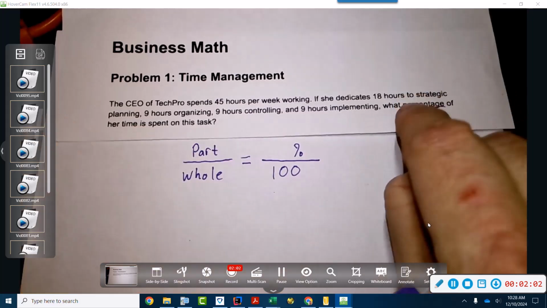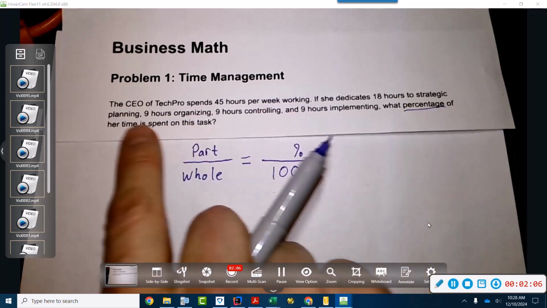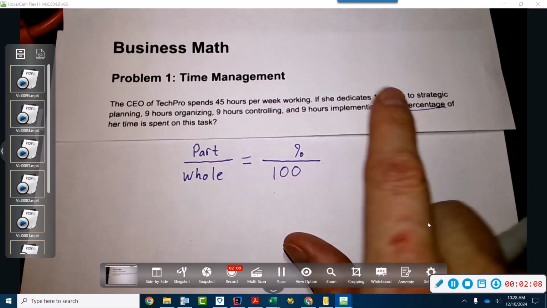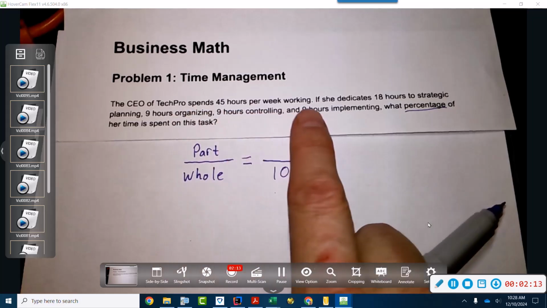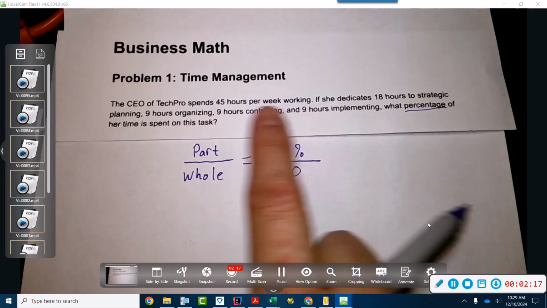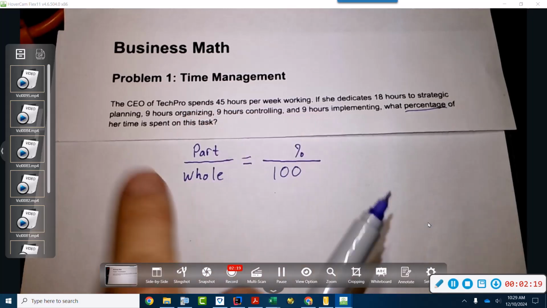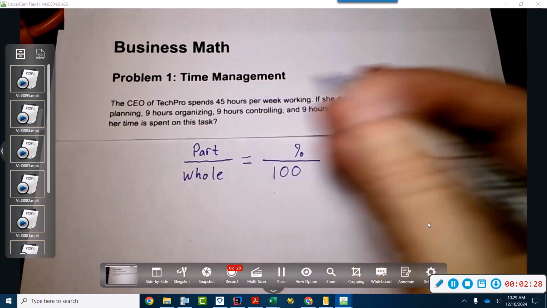Now notice though, they want the percentage of all of these tasks, okay? So you'll notice that we got some identical things. We've got 18 hours for strategic planning, but 9 hours organizing, 9 hours controlling, and 9 hours implementing, those are going to be the same percentages because they're the same amount of time. Okay, now let's look and see how we would set this up. Now the first one is going to be a little slower, but the next ones that we do are going to be faster. Okay, so let's analyze the situation.